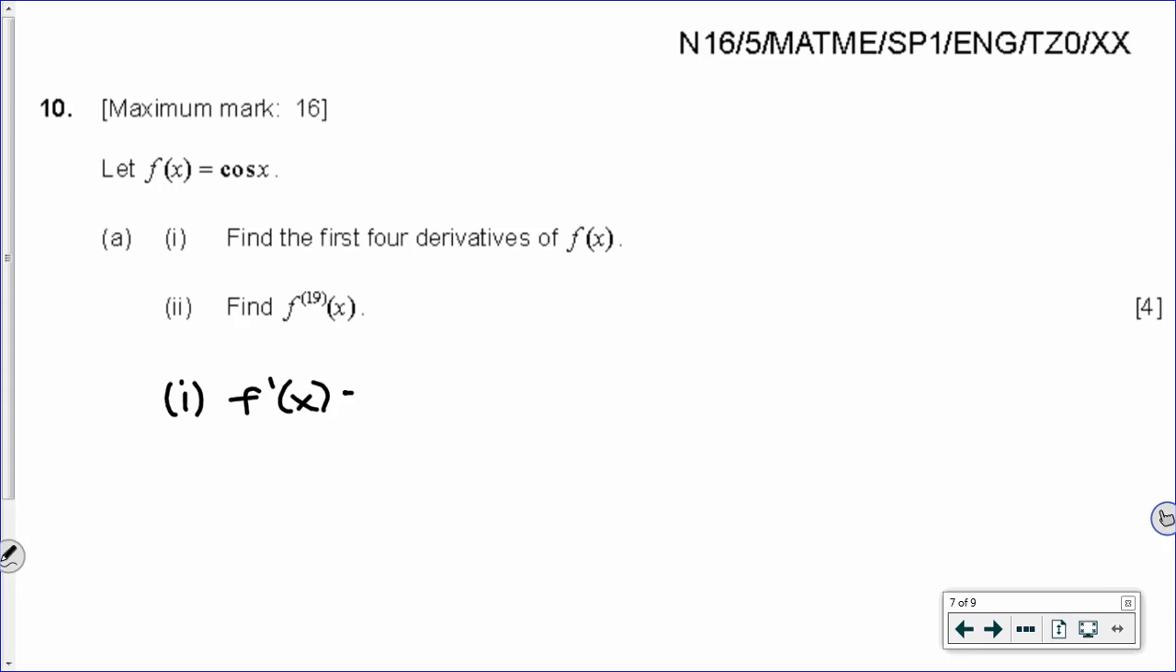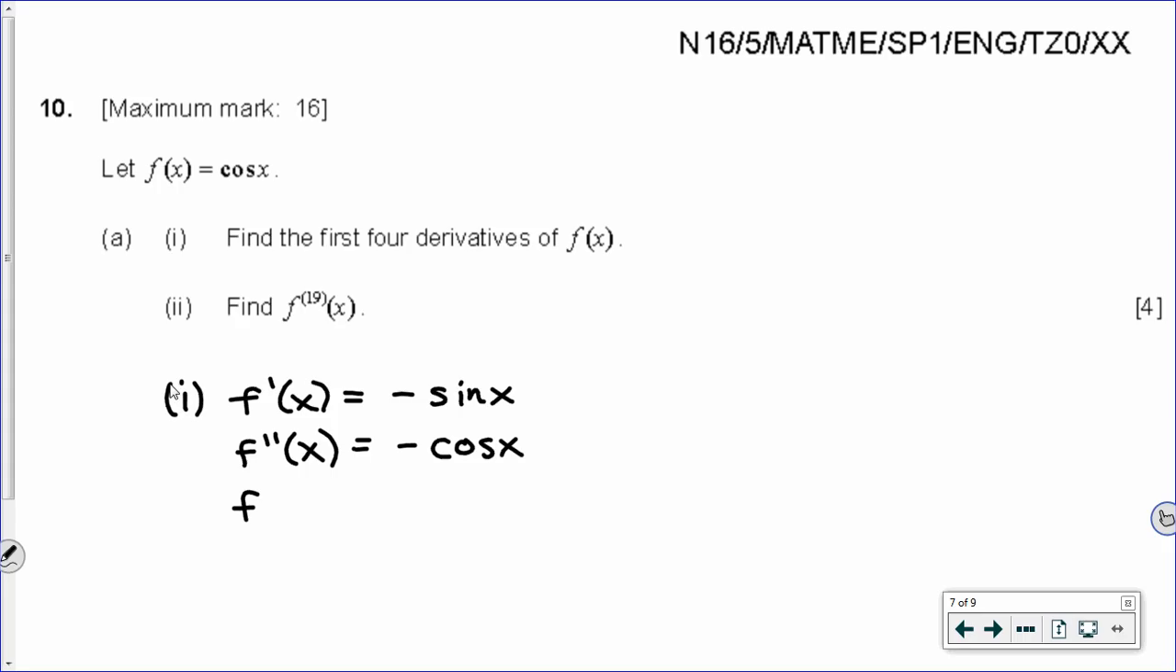f prime of x would be negative sine x, because the derivative of cosine is negative sine. You could always look that up in the book. The second derivative would be the derivative of the result we just found, which would be negative cosine x, because the negative stays, and the derivative of sine is cosine.